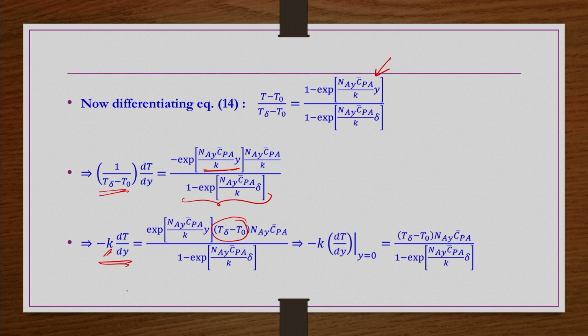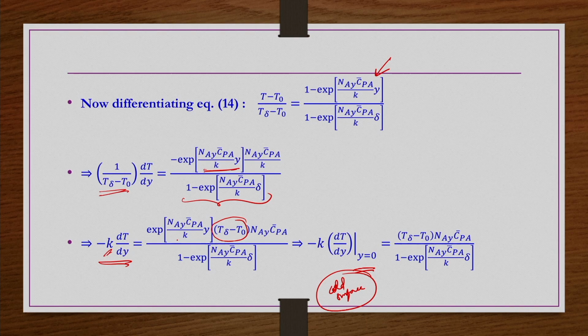So now we wanted to do this at the cold surface, because that is the location at which condensation is taking place, and we want to know how much heat transfer is taking place there. So in this equation if you substitute y equals 0, the exponential of something multiplied by 0 is 0, so exponential of 0 is 1. The remaining terms are anyway constant, so they remain as they are.